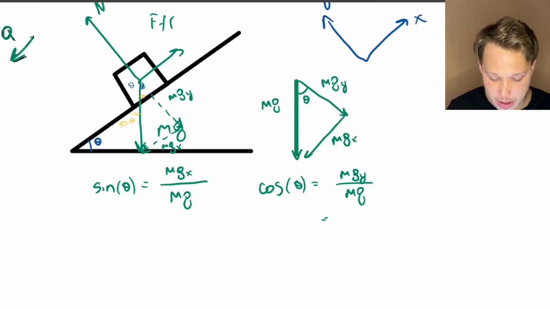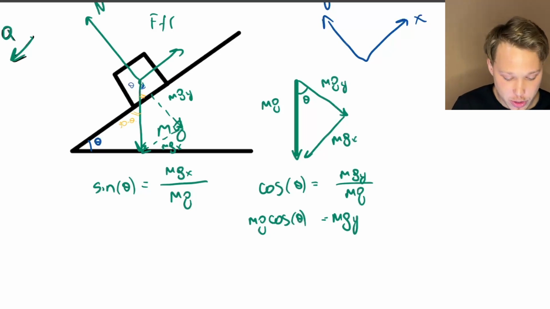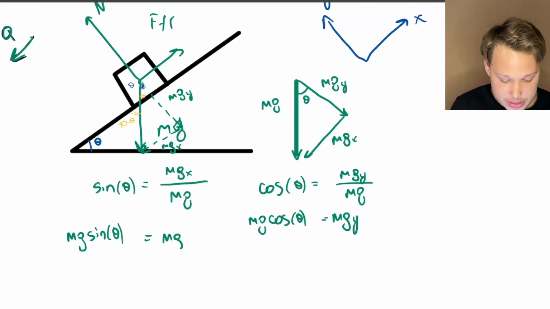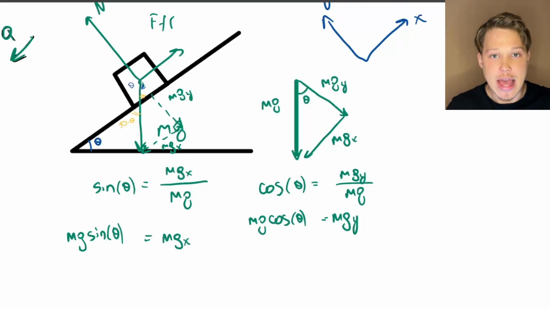So if we multiply both sides by mg, we get mg cosine theta is the vertical mgy component, and over here mgx is mg sine theta. Now, this problem is so typical that I just recommend you either remember that this is the angle theta, or remember these components over here.